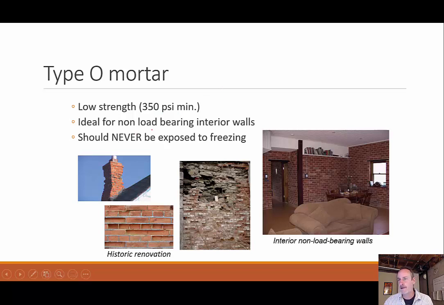So now we're talking about non-load bearing interior walls. They're more like non-structural aesthetic type walls, right? Or just a covering. Should not be exposed to freezing, and I can see some issues if I put it in the wrong conditions, right?